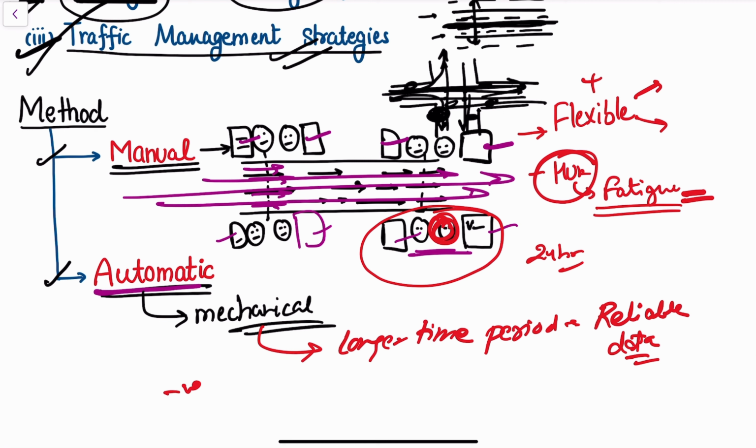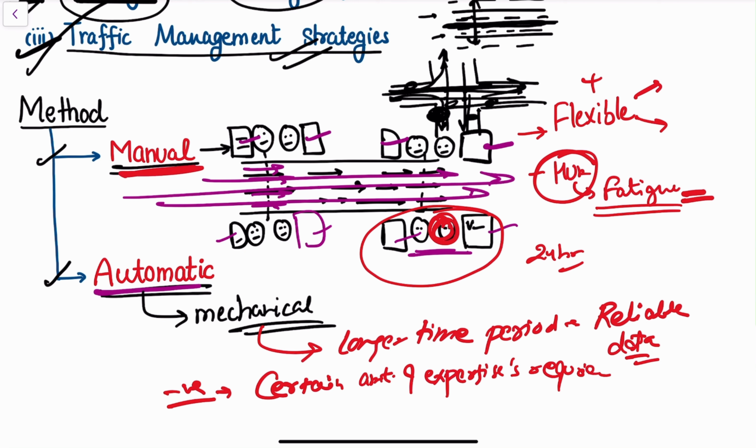The negative is that a certain amount of expertise is required in this method, right? While in the manual method, it is not the case. A layman can also do the traffic study, right? So through manual method and through automatic method, we perform the traffic volume study.